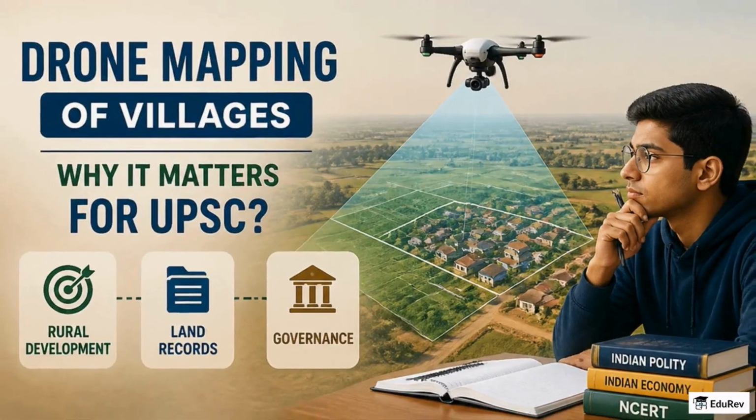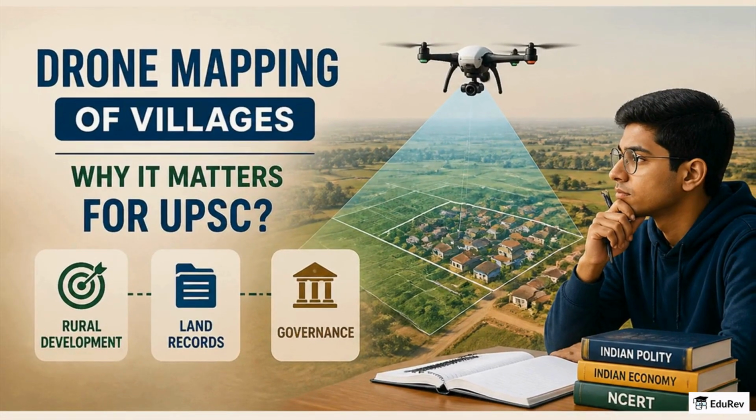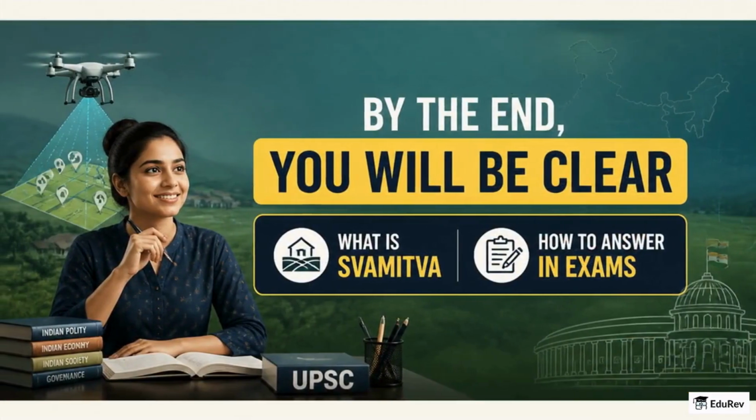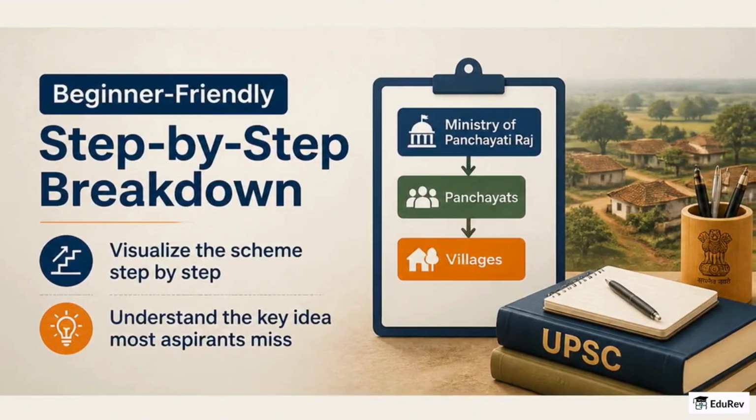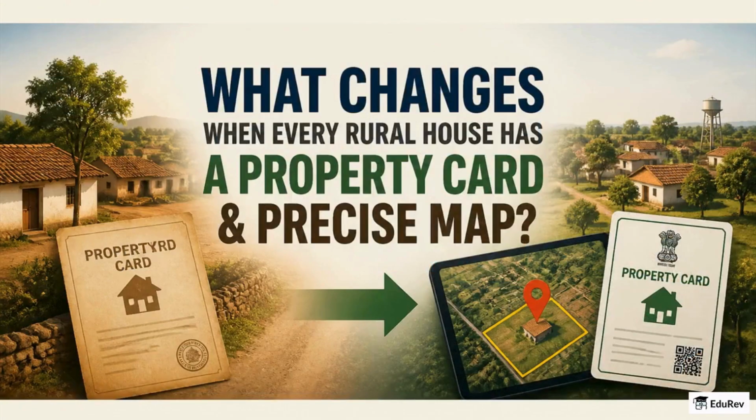You might be wondering how mapping villages with drones actually matters for UPSC questions on rural development, land records, or governance. By the end of this video, you will be completely clear about the Swamitva scheme and how to answer it in exam papers. This will be a beginner-friendly breakdown so you can visualize the scheme step by step. And towards the end, we will understand a key idea that most UPSC aspirants miss. Ask yourself, what changes when every rural house has an official property card and a precise map?